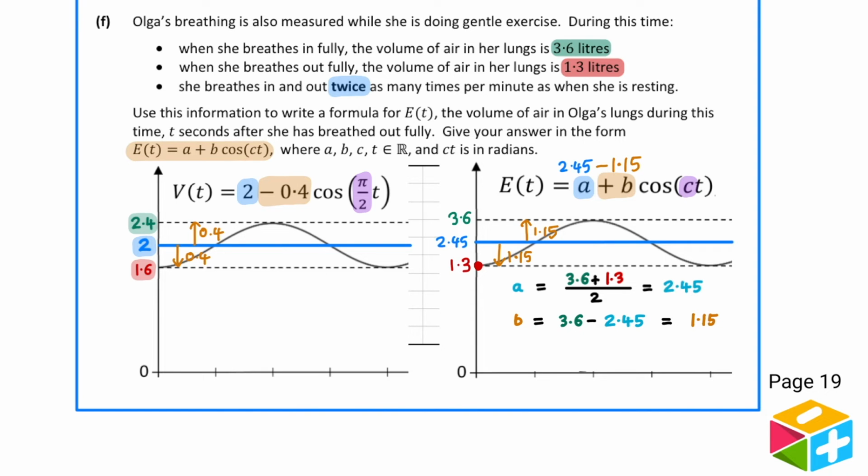One way to think of this is that our curve will move twice as fast. Since the pi over 2 was essentially representing the speed of the curve, if we want it to move twice as fast, all we have to do is multiply this figure by 2. This tells us that c will be equal to pi over 2 multiplied by 2, which comes out as pi. Putting everything together, our final answer is that E of t is equal to 2.45 minus 1.15 times the cosine of pi t.